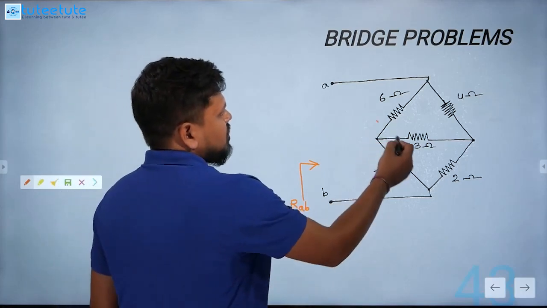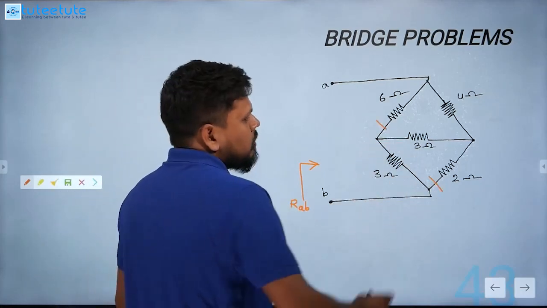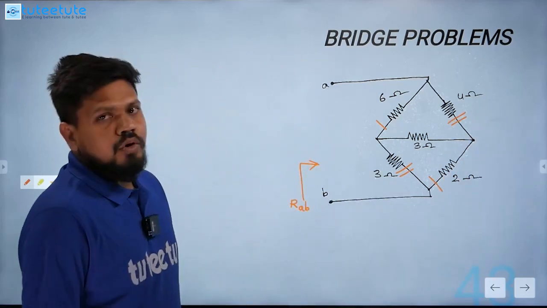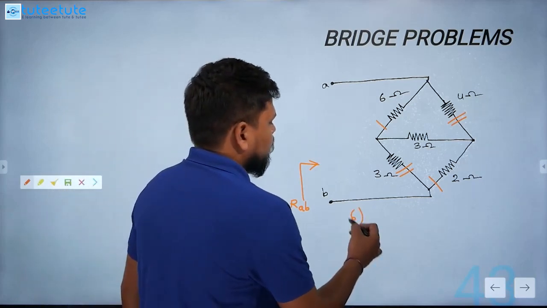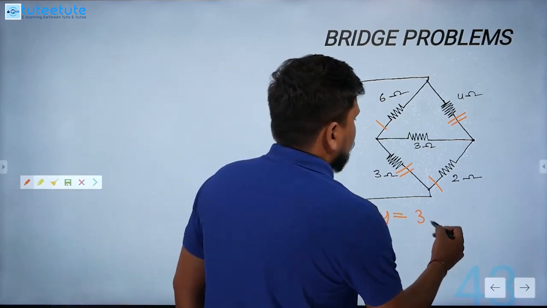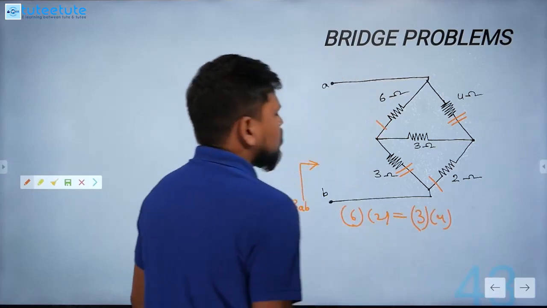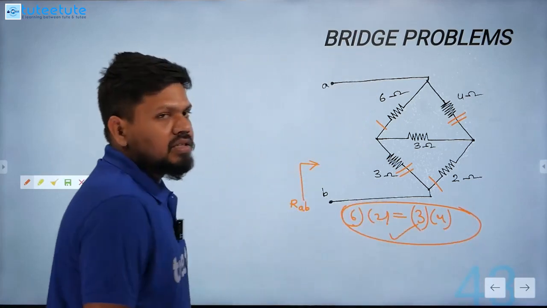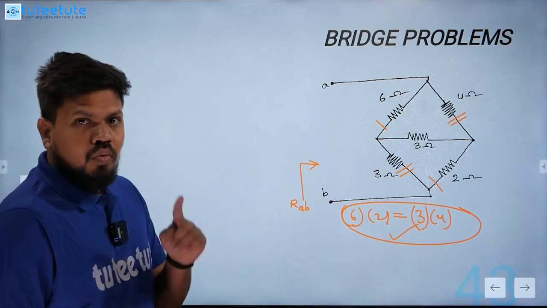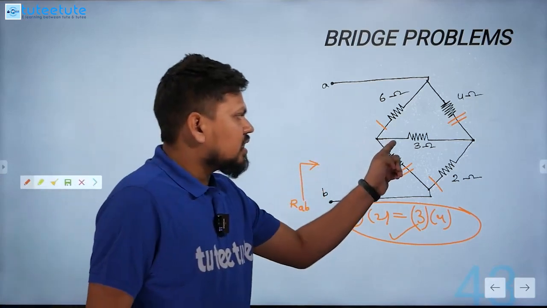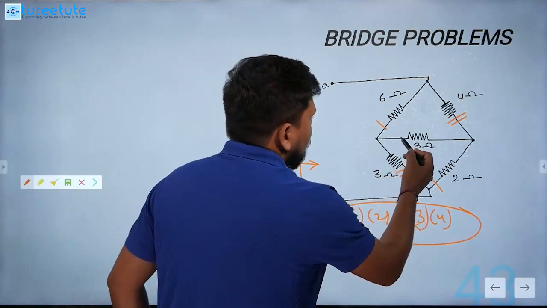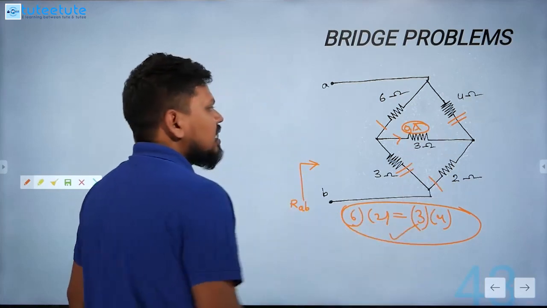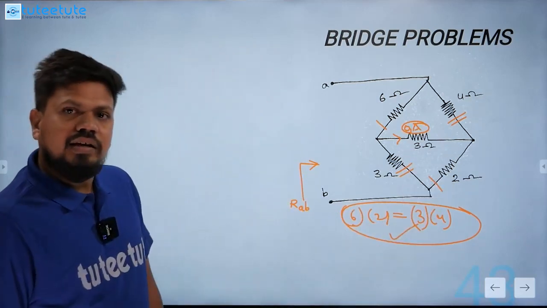So now, 6 × 2 is 12, equal to 3 × 4, which is 12. So 6 × 2 = 3 × 4. That means 12 = 12. So the bridge got balanced. Okay, this expression is correct. Once the bridge is balanced, what is the current going inside? Tell me. 0 amperes. That means this 3 ohms is acting like an open circuit. Virtually, it is acting like an open circuit.